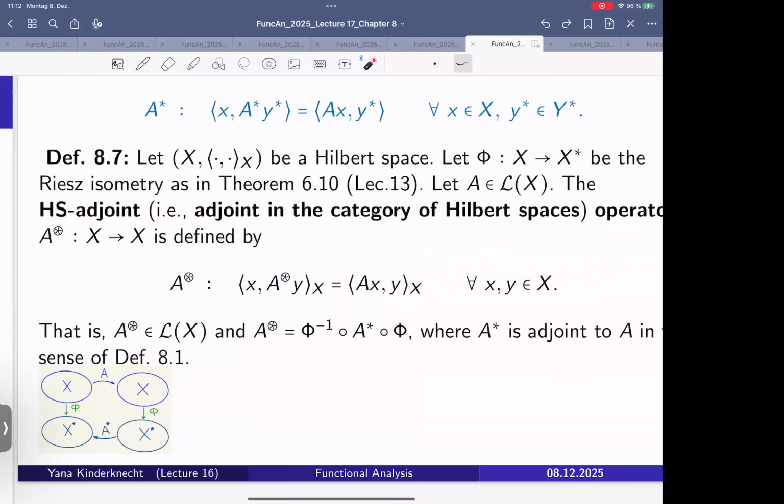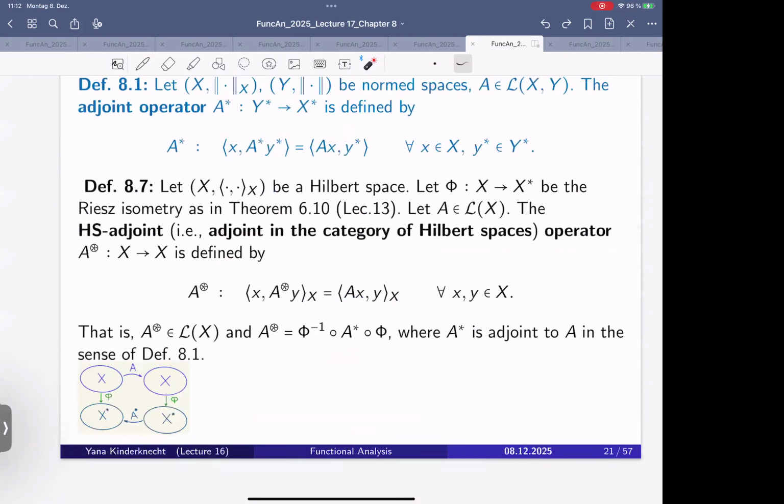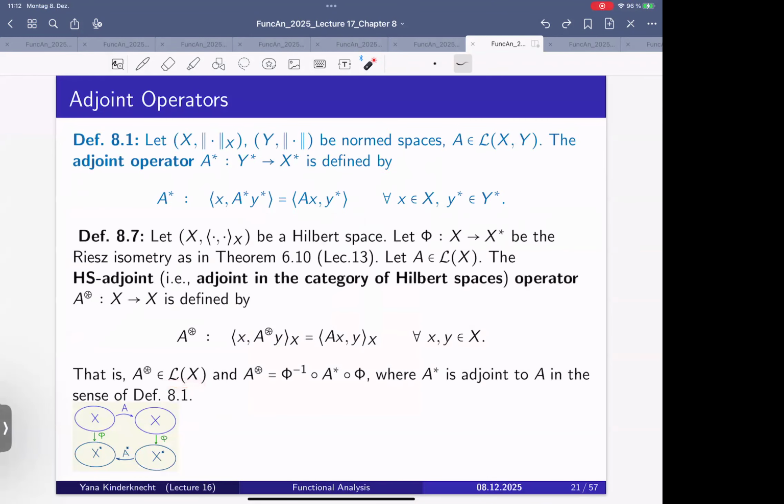So that's why having A star here on this level, I now come to a specific star which acts on the same space as A itself. Okay, so this is one thing. So in the special case of Hilbert space, using Riesz isometry, I may make my adjoint operators live in the same space, to act in the same space where the original operators act. Okay, is it clear?